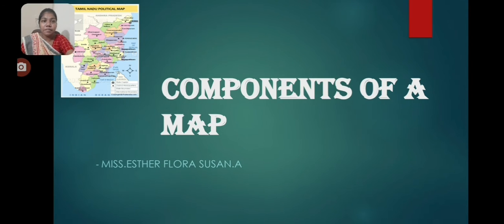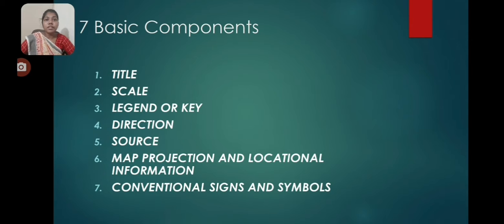Let's talk about the 7 basic components. First will be title, second will be scale, third will be legend or key, fourth will be direction, fifth will be source, sixth will be map projection and locational information, and seventh will be conventional signs and symbols. So first let's talk about title. So what is a title? All these 7 components are very important in a map.